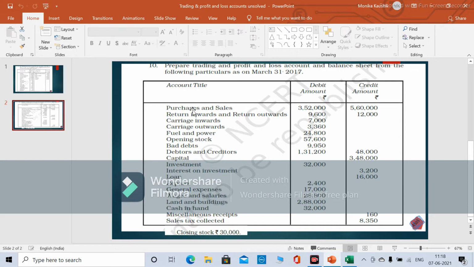One more thing: purchases is something incoming, and return outward is something going out, that will be my return. So return outward will be my purchase return. And if I am selling something, that is already outward, and if something is incoming, that will be the sales return. So return inward will be the sales return.